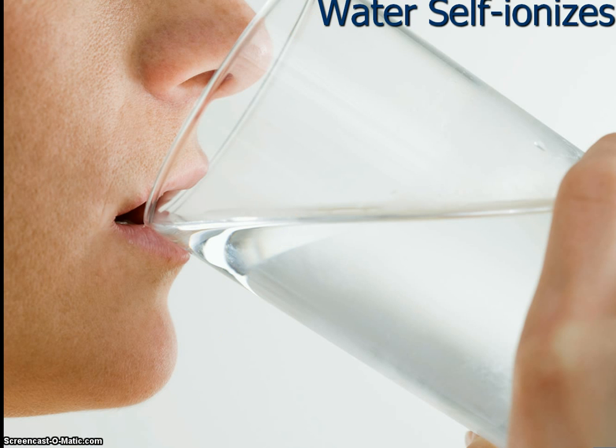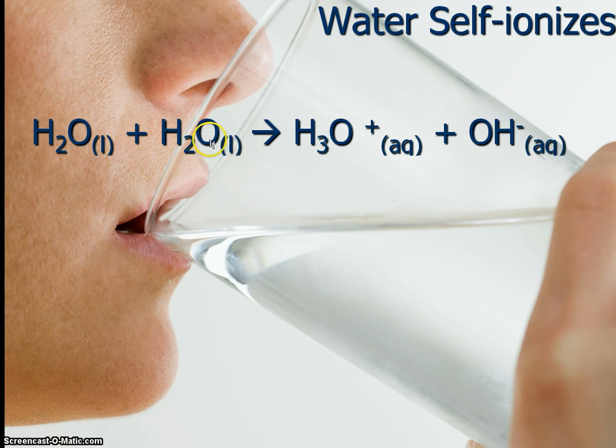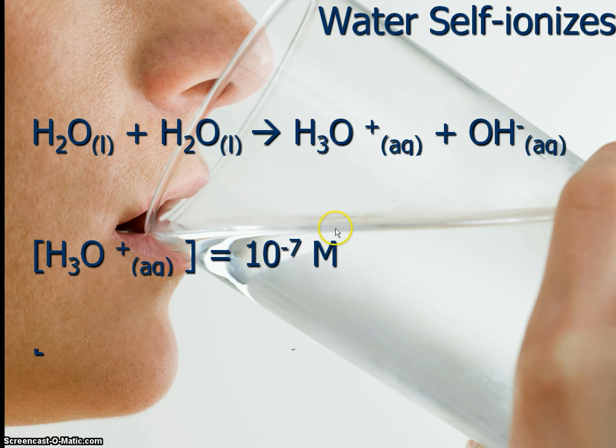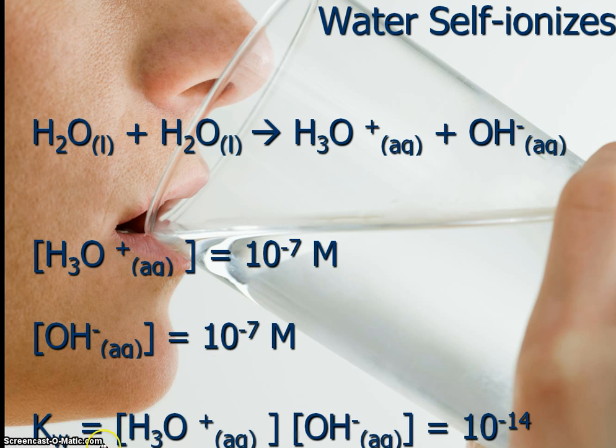We do need to know that water self-ionizes. What does that mean? That means if I take two waters, one will be a donor, one will be an acceptor of a hydrogen. Remember, it was amphoteric, so it could act as an acid and a base. Because of that, if I do the concentration of each, I end up with 10 to the minus 7 for the hydronium ion and for the hydroxide ion. The Kw, because liquid's not in the equation, just the products here, would equal 10 to the minus 14.